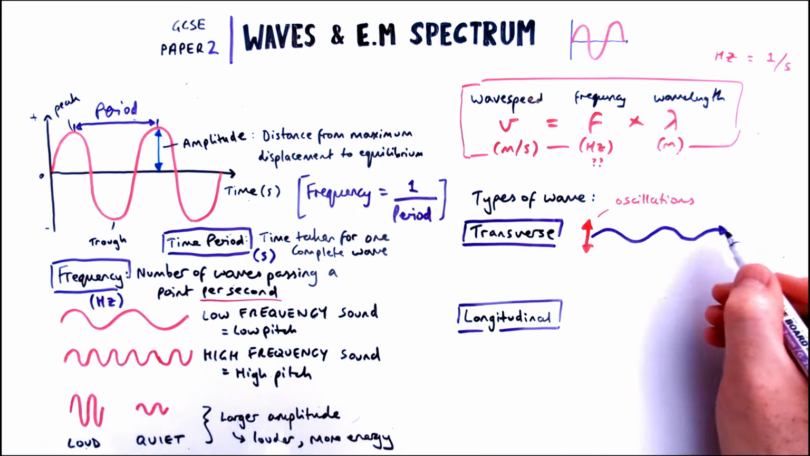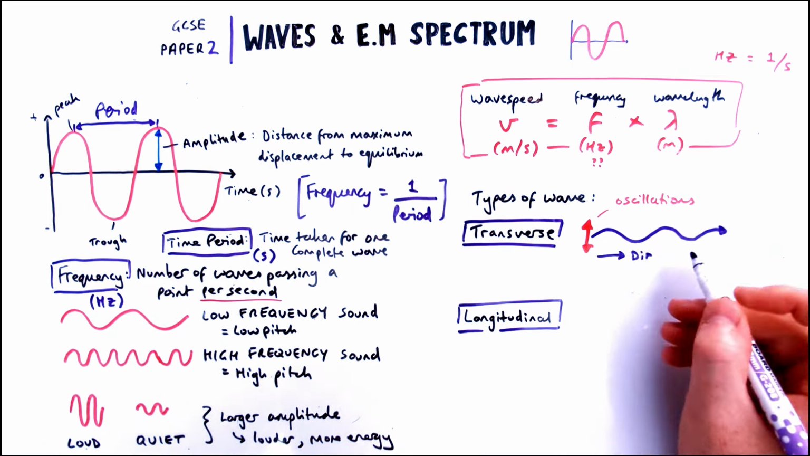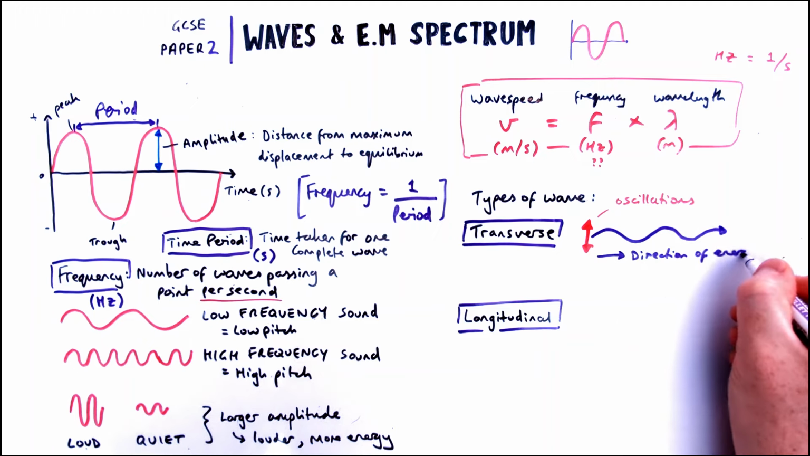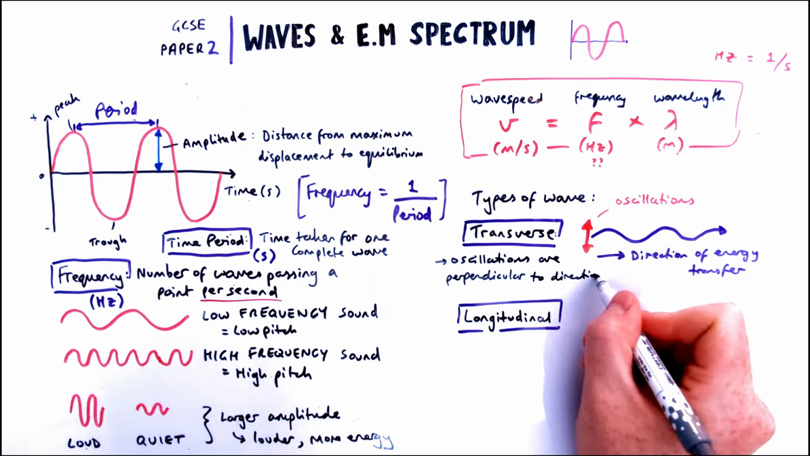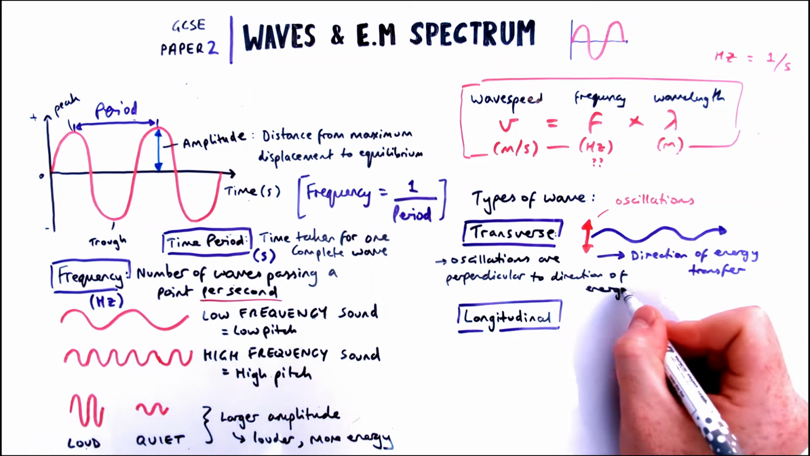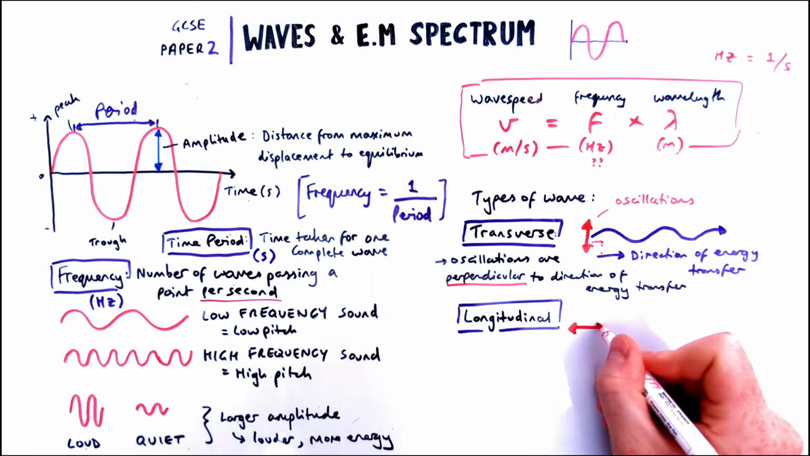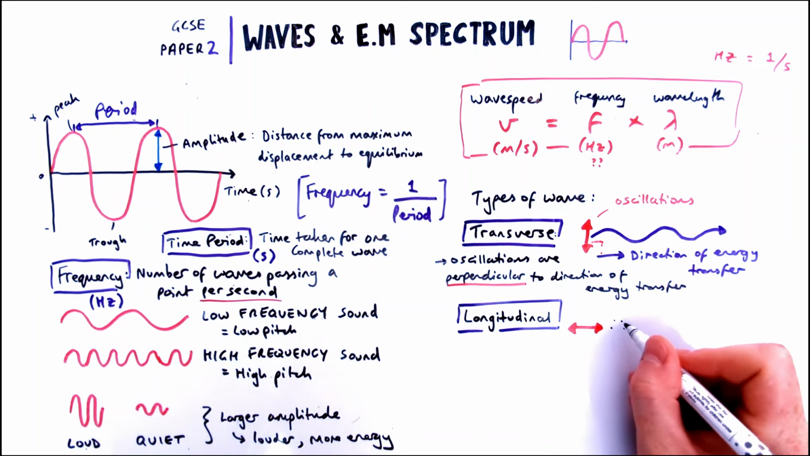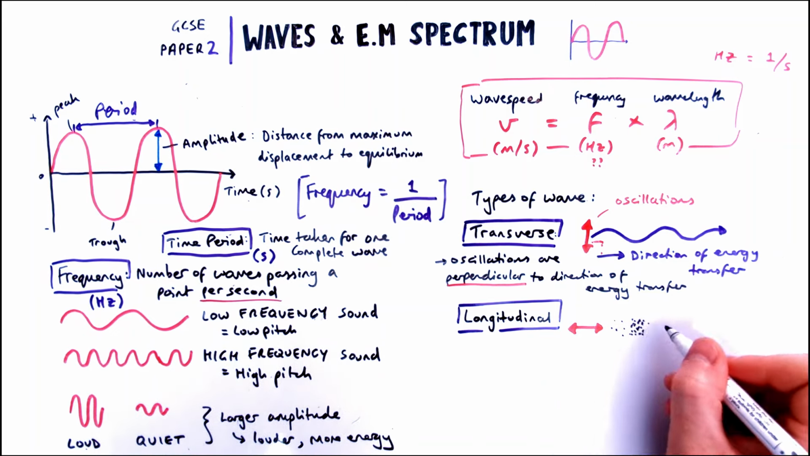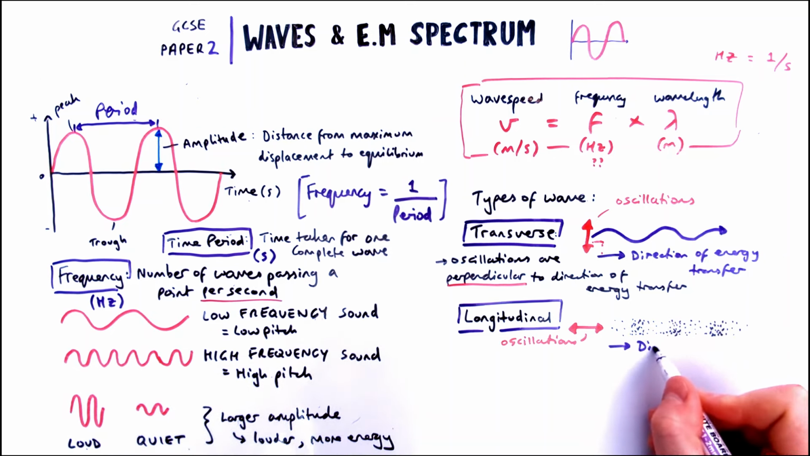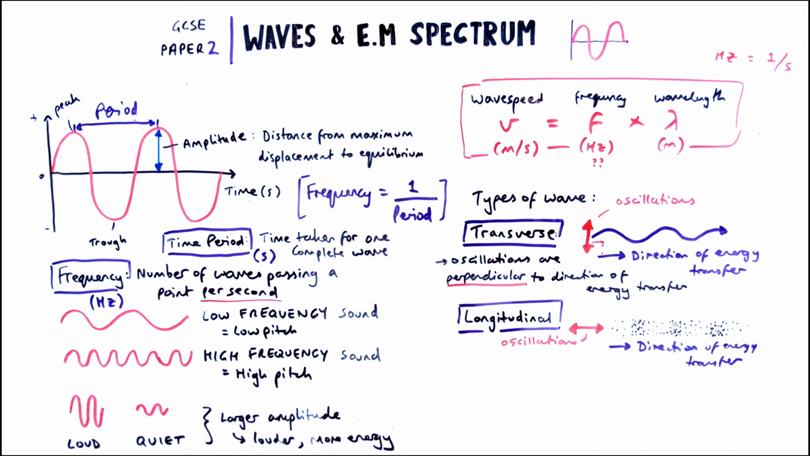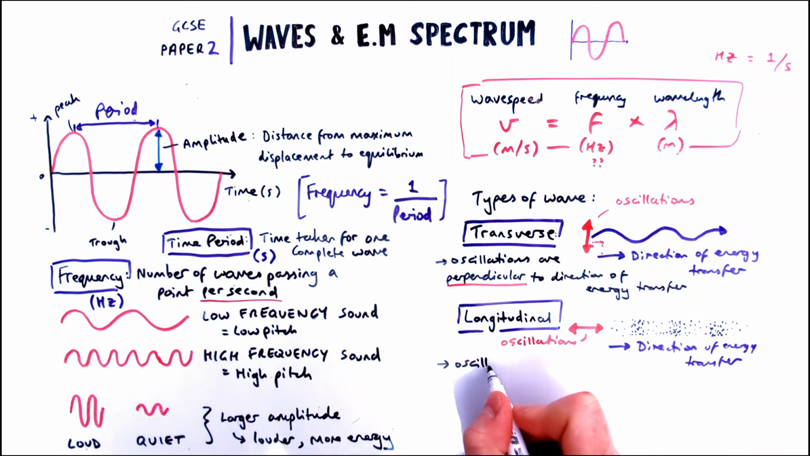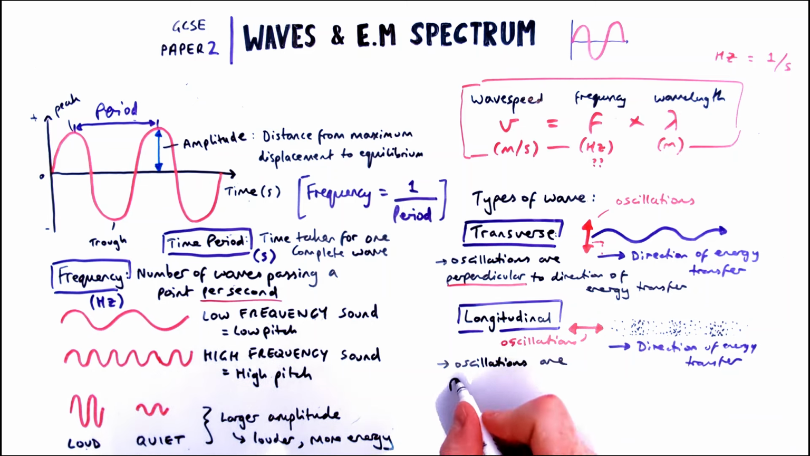So the direction of energy transfer is in a perpendicular direction to the oscillations. So we'd say a transverse wave has oscillations perpendicular to the direction of energy transfer. For a longitudinal wave, if I draw the oscillations as going left to right, the wave will still go in the left to right direction. So we'd say the oscillations are parallel to the direction of energy transfer. You could also say the oscillations are in the same direction as the energy transfer of the wave.